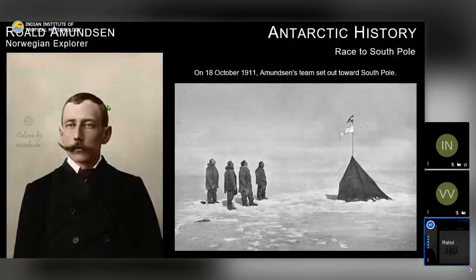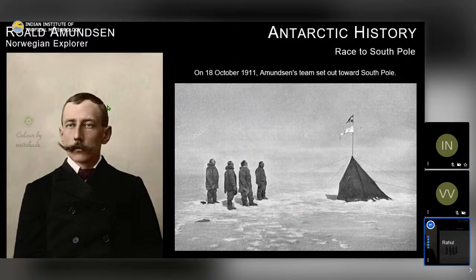Well, the Norwegian explorer Roald Amundsen was the one who started his journey on October 18th, 1911, and he and his 5 men, along with 52 huskies, powerful dogs, and 3 tons of supplies, started for the South Pole. They reached the South Pole on the 14th of December, 1911.